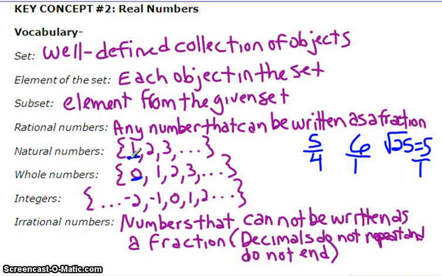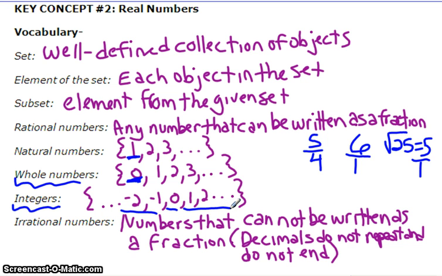Now, whole numbers are like natural numbers, but they start at 0. So there's no negatives, they start at 0 and they go up. There's no fractions, there's no decimals. Integers are like whole numbers, except you can have negatives. So, still no fractions or decimals, but you can have negatives, you can have 0, and you can have positives.